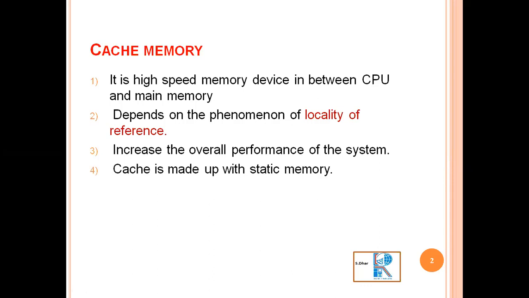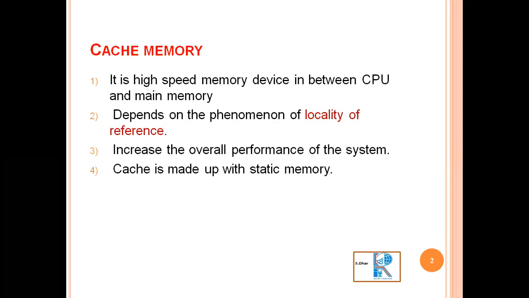Now I have already told that there are two types of access memory. Remember that cache is also random access memory. One is random access, another is sequential access. I have already told you that sequential access is a slow device, random access is a high speed memory. So cache memory is also a random access memory, and it is a static memory. RAM are two types. One is the static and dynamic.